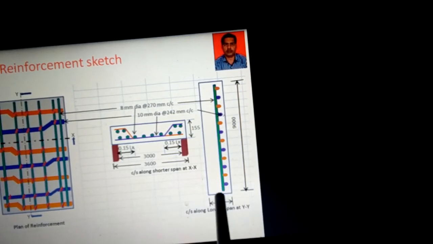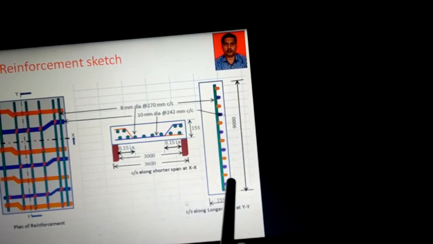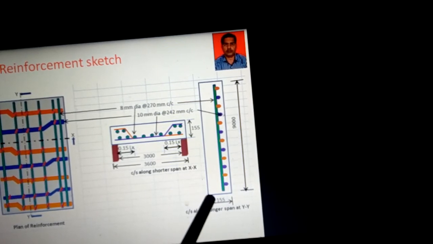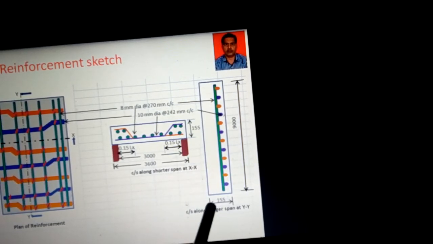Now the different colors mean, if it is blue, it is coming from the left side and bent up on the right side. If it is yellow, it is coming from the right side and bent up on the left side. So different colors mean the alternate bars are bent up and are beginning from different supports, and this way the whole cross section at YY can be drawn, so it is clearly visible from the sketch.